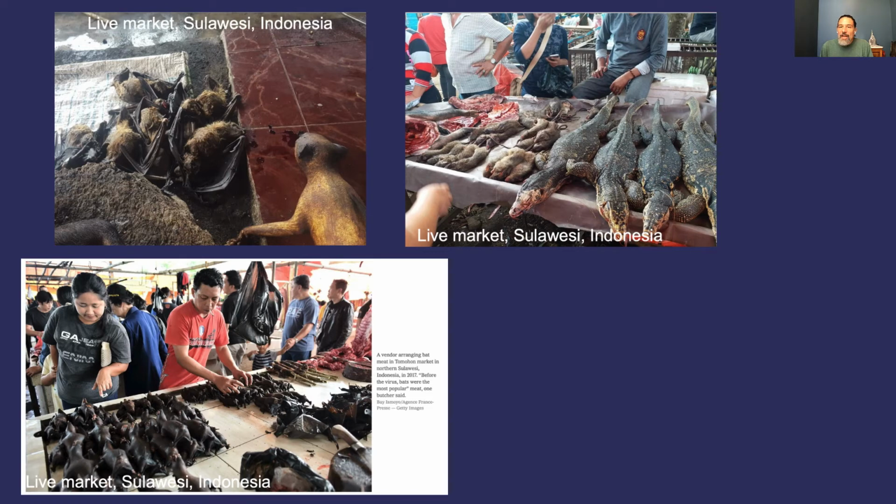These are pictures of a live animal market in Indonesia, which is the kind of setting in which the initial transmission of SARS-CoV-2 from animals to humans is thought to have taken place. One thing that characterizes a live market is that many of the animals are killed at the market right before being sold to the customer.